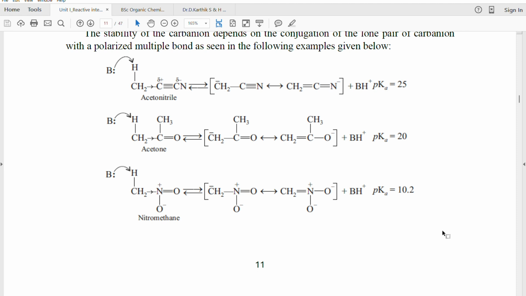So there are common things. This is the very common thing, either it can be a carbocation or it can be a carbanion.